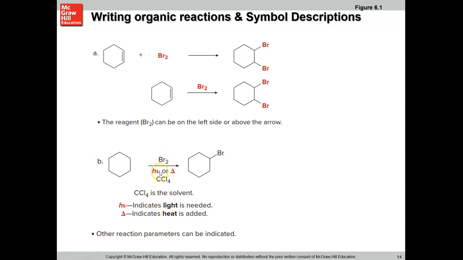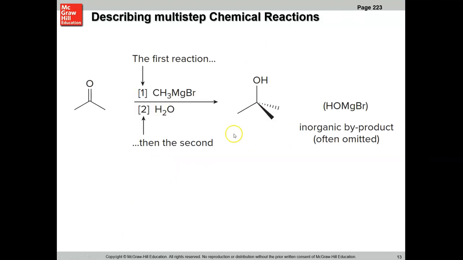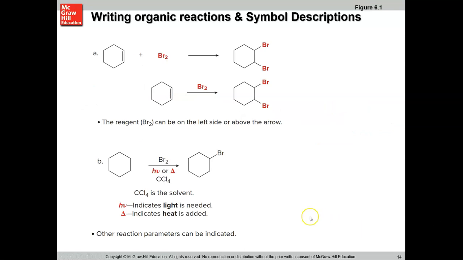hv is Planck's constant times the nu value, or that wavelength. So that's light, and then delta is a change in heat. So just know these different things represent heat or light to add essentially energy to the system. And also CCl4 is an example of a solvent. So a lot of times if you don't have those bracketed numbers like we saw on this slide here, underneath would be solvents, heat, light, maybe a different type of catalyst might be shown below as well. So these are some different conventions, so don't get confused by knowing some of these conventions.